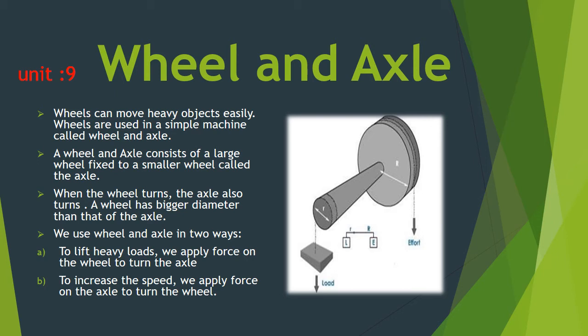We use wheel and axle in two ways. Now we will talk about their uses. They are used to lift heavy loads. We apply force on the wheel to turn the axle. So basically, a wheel and axle can be used to lift a heavy load, like a load that is hanging on the axle, and when we apply force on the bigger wheel, the axle also moves. To increase the speed, we apply force on the axle to turn the wheel. When we want to increase the speed, we apply force over here and this bigger wheel moves. So a wheel and axle can be used in two ways, to lift heavy loads and to increase the speed.